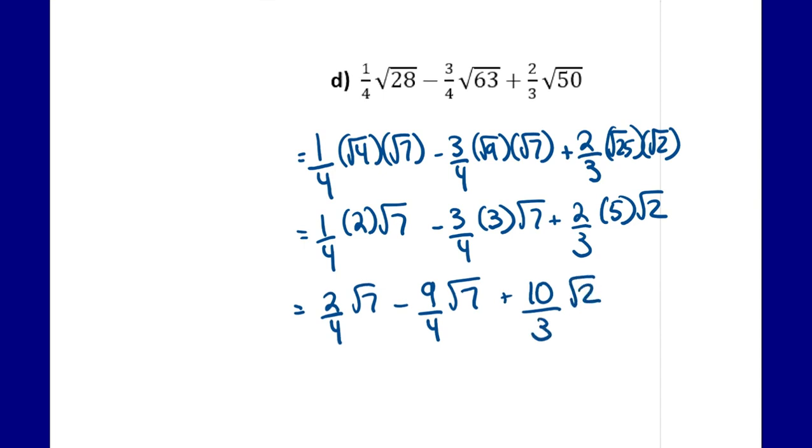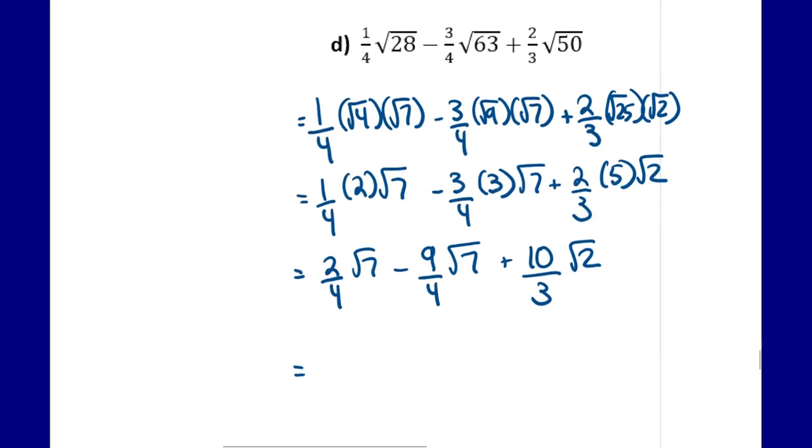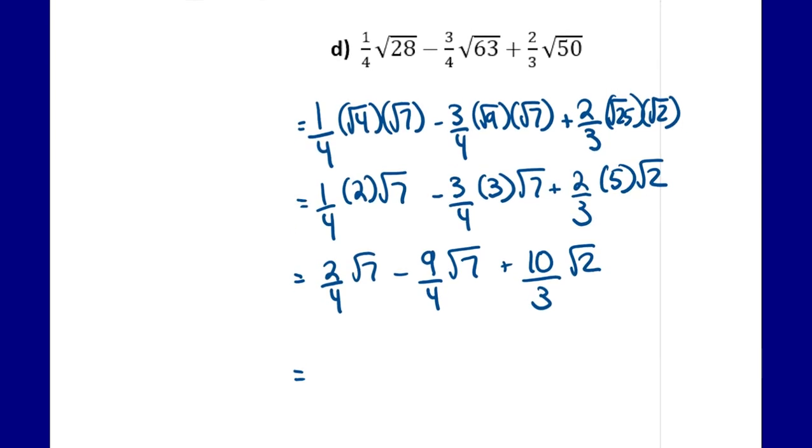The only ones that have like terms are the first two, so I can only add the first two together. So 2/4 minus 9/4 gives us negative 7/4 root 7, plus 10 over 3 root 2. Even though I can't combine these, I'm just going to leave them separate. Similar to if I had an x and a y term being added, I leave them separate.